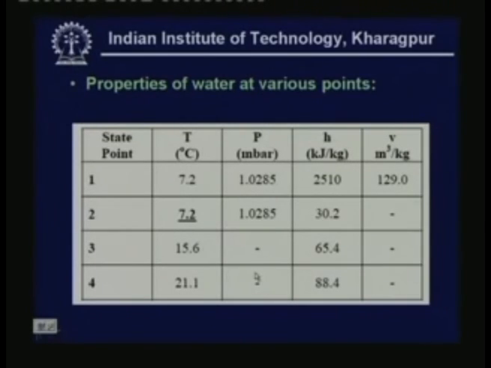The property data is given like this: state point 1, temperature is 7.2 degrees centigrade, pressure is 1.0285 millibar, enthalpy is 2510 kilojoule per kg, specific volume is 129 meter cube per kg. Similarly, at point 2 you have temperature 7.2 degrees centigrade, enthalpy is 30.2 kilojoule per kg. Point 3, temperature is 15.6 degrees centigrade and enthalpy is 65.4 kilojoule per kg. Point 4, temperature is 21.1 degrees centigrade and enthalpy is 88.4 kilojoule per kg. So, this information is sufficient for you to work out this problem.